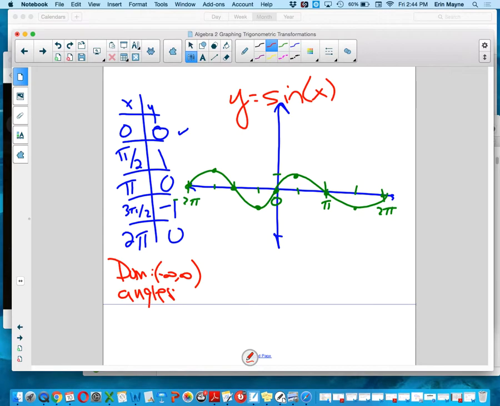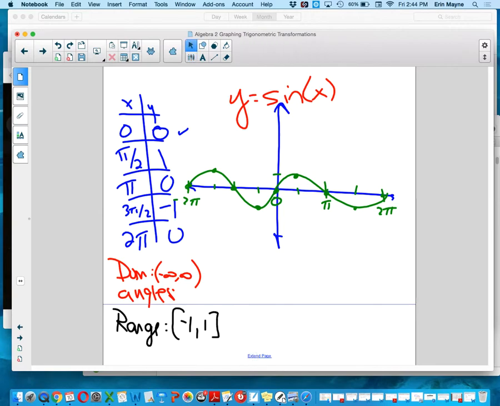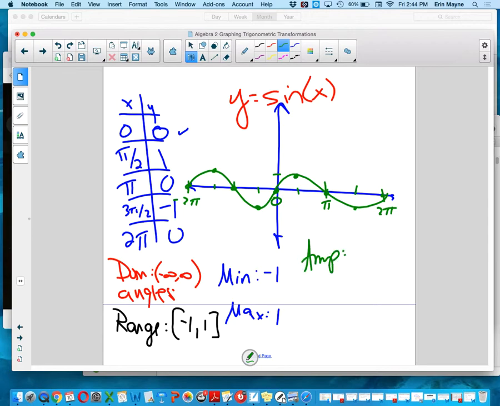Now, what is my range, please? Negative 1 to 1. That should make this easy. The min is? Negative 1. The max is 1. Okay. But now, we're going to add this. I didn't ask you to, but we're going to add it together. We're going to add the amplitude, the vertical shift, the phase shift, and the period.